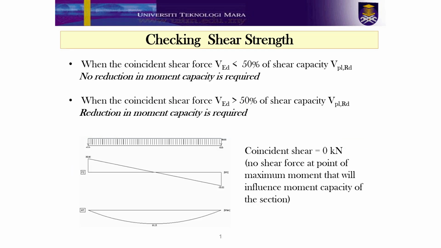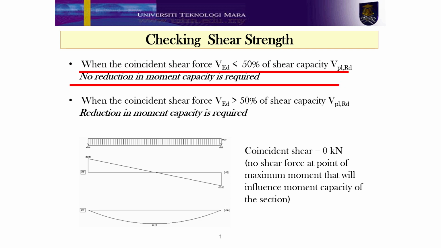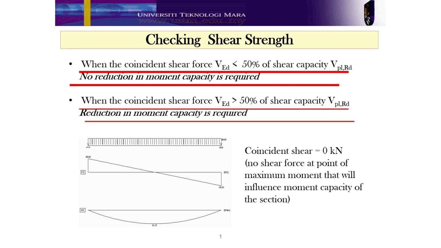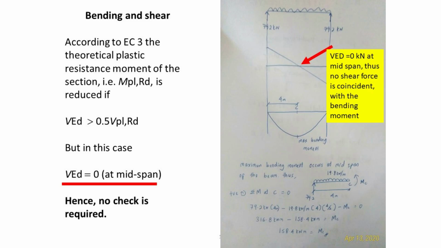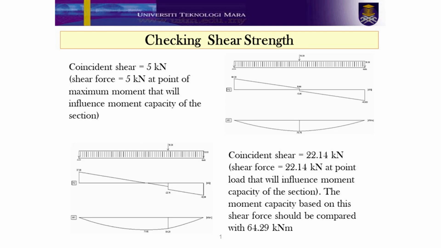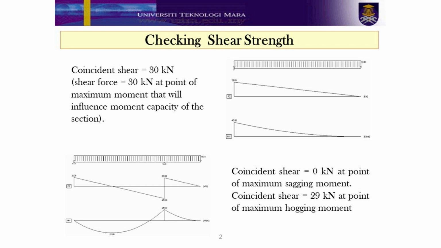It is highlighted that, when the coincident shear force VED is less than 50% of shear capacity VPL,RD, no reduction in moment capacity is required. However, when the coincident shear force VED is greater than 50% of shear capacity VPL,RD, then the reduction in moment capacity is required. In our case, the design shear force is 0 at the midspan. Hence no check is required. There are some examples of cases where you may need to check whether the coincident shear force will influence the reduction in moment capacity. Some more example cases are shown here.